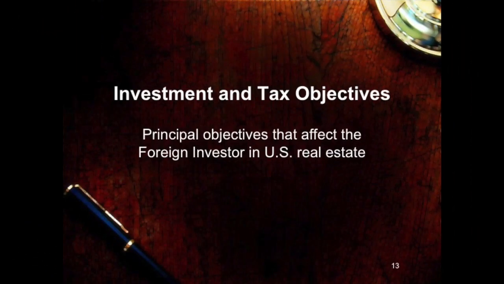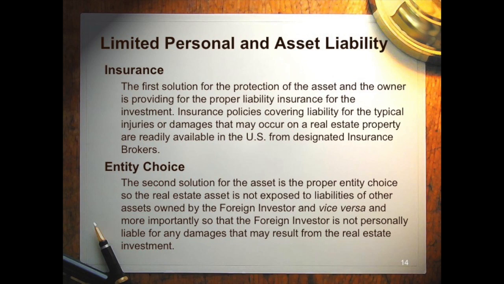There are several objectives that foreign investors are affected by and need to be concerned with for U.S. real estate. They want limited personal and asset liability. That means they want their assets that they buy here protected, and they themselves don't want to be exposed to lawsuits and things like that from real estate investments. The first line of defense is insurance. The second line of defense is to decide the proper entity that the investor can invest in and not be exposed to liabilities and, more importantly, not personally liable for damages that may result from real estate investments. Entities can protect people with different forms of personal liability.